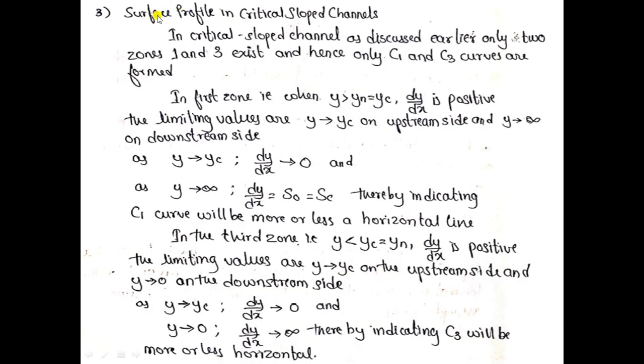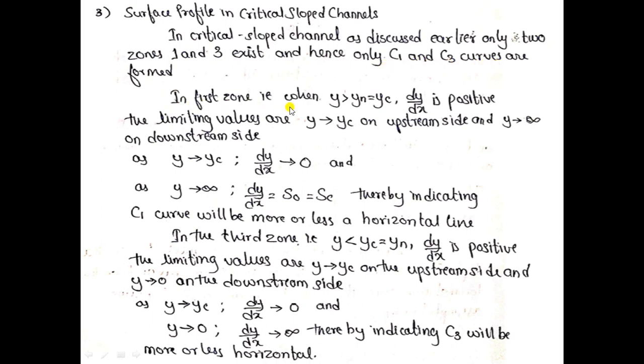Now, the surface profile in critical slope channel. In critical slope channel, only two zones exist, since in critical slope channels the normal depth and critical depth are equal. So, zone 2 is vanishing. So, only two zones, zone 1 and zone 3 exist. Hence, only two curves C1 and C3 are formed.